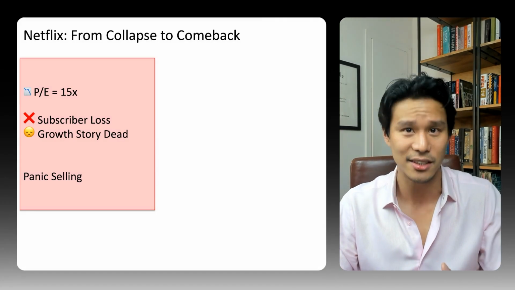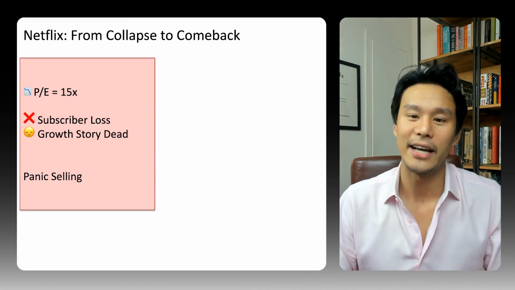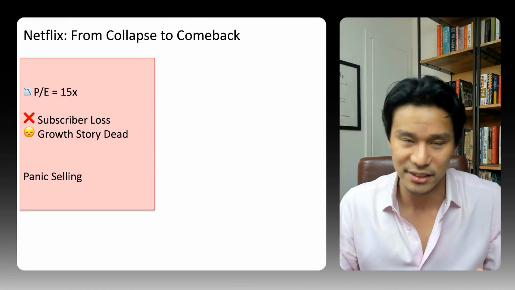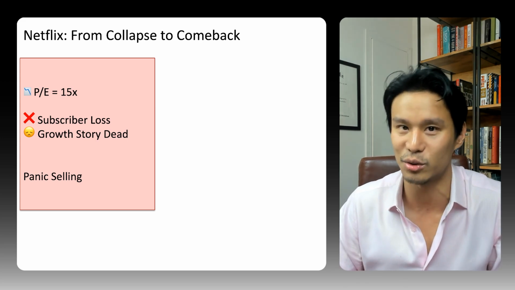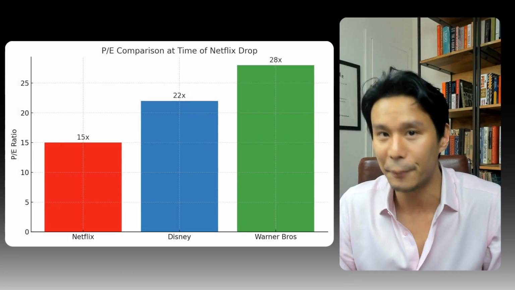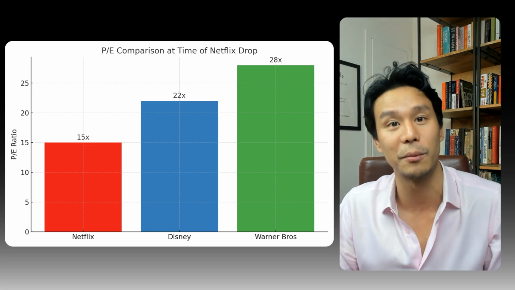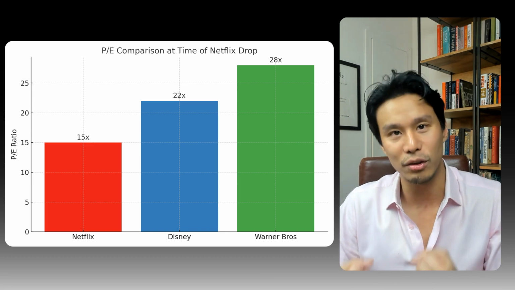So Netflix, for example, was once a low PE stock. Back in 2022, the stock tanked. For the first time in over a decade, its subscribers dropped by nearly 1 million. And it looked like a lot of its key markets in the US and Canada were already saturated. There was no room for new subscribers. So analysts called this growth story done. The stock dropped all the way down to a 15 times PE, which is far below its history. The 5-year average was 50 times, and far below peers like Disney, which was 22 times, and Warner Brothers, which was 28 times. That low PE reflected a no-growth business.